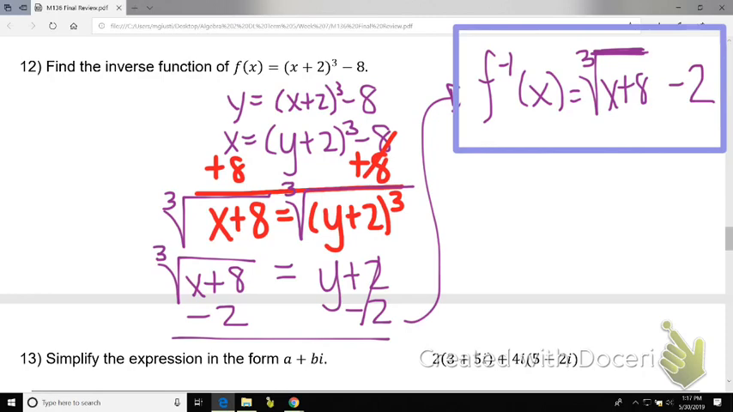Any questions? So you really don't have that many more to go. 13 through 15 on the next page. And then the last page, those are all really pretty fast problems, those last 4. Is everybody okay so far?